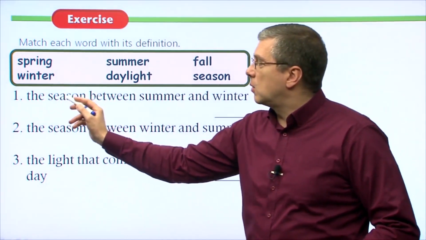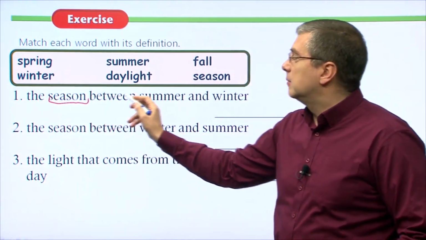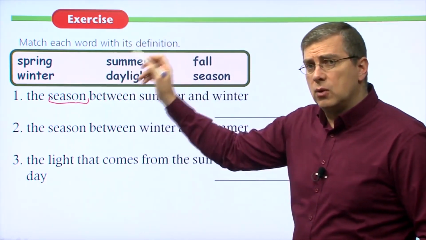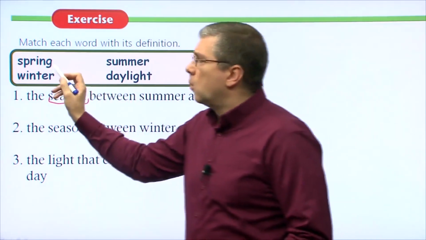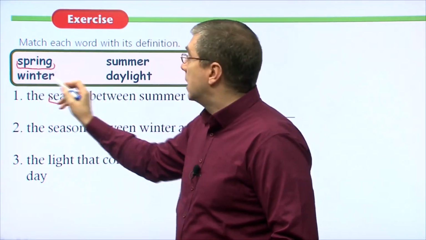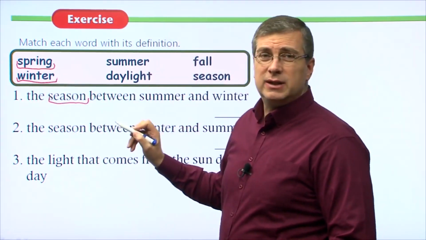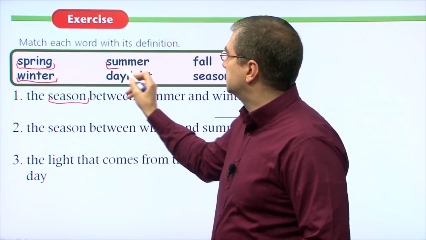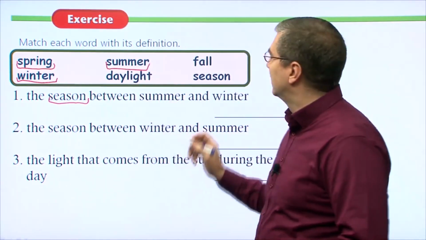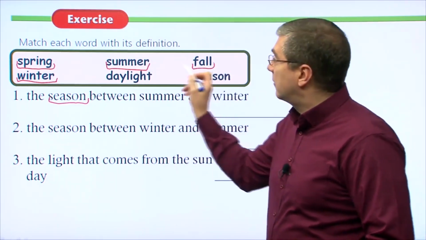First of all, we have number one, the season, right? We're looking for a season between summer and winter. If we look at our group of words, right, we can see right away what are the seasons. First of all, spring is a season, right? Winter is a season, true. Is summer a season? You bet. Summer is a season. Is daylight a season? No, daylight is not a season. What about fall? Fall is a season. That's true. So we have 4 seasons.